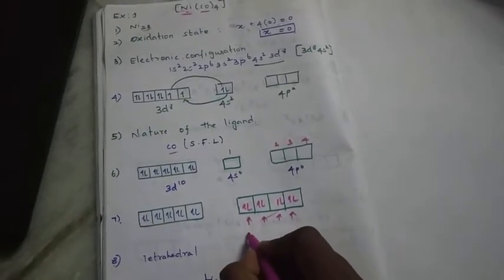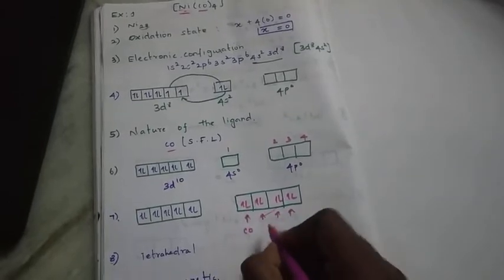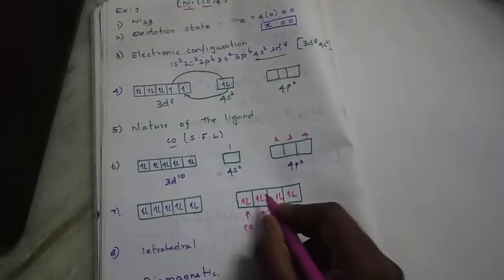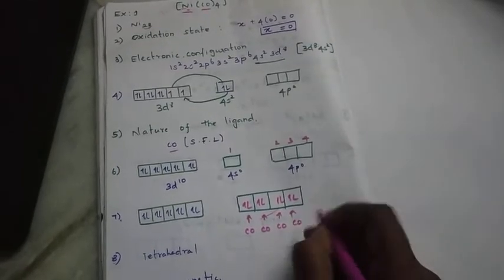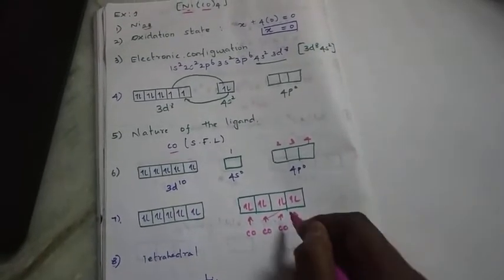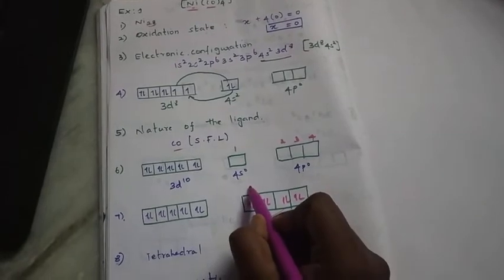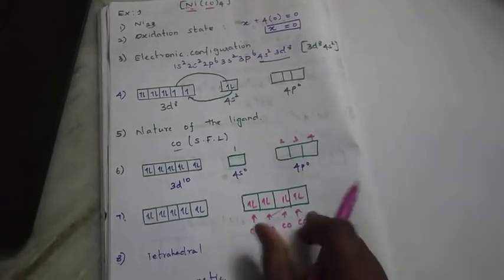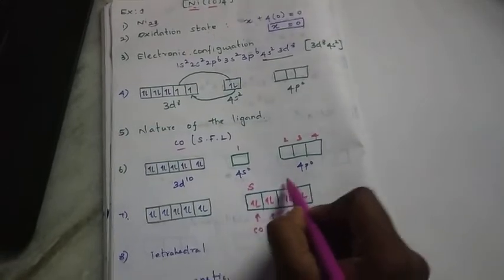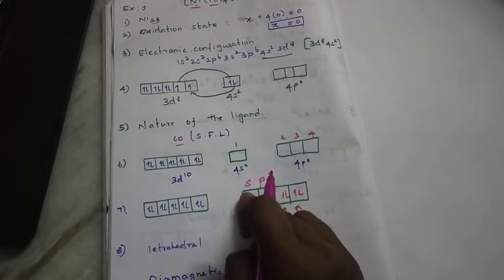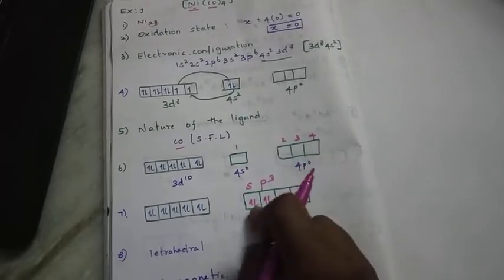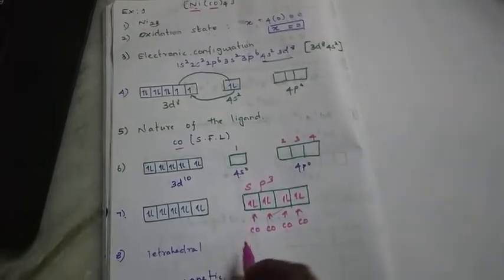What is the ligand? Carbonyl donates a pair of electrons. Again, the carbonyl group donates a pair of electrons. It forms the hybridized orbital, this orbital is called a hybridized orbital. 1s and 3 p's. This is sp3 hybridization.